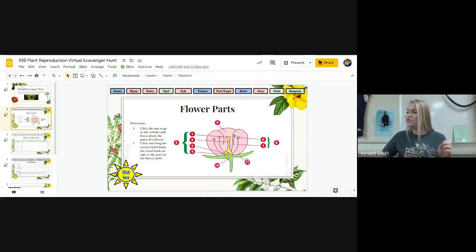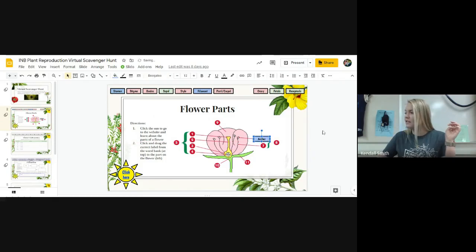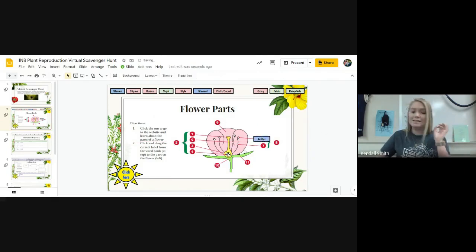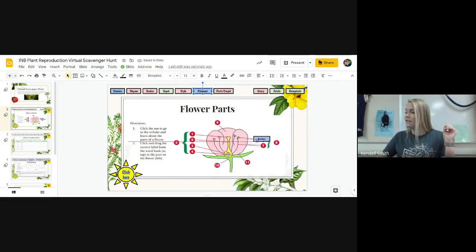So let's start with the male parts of the flower. So the stamen includes the filament and the anther. The anther is what produces the pollen, and it's on the top of the filament. Okay, so number 6 here is our anther. So I'm going to click and drag the anther over to number 6. Number 7 is the filament. So that is the tube-like structure that holds up the anther.